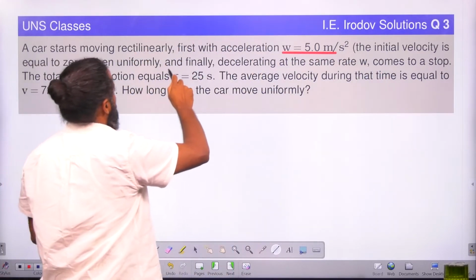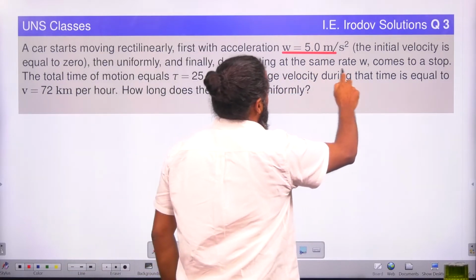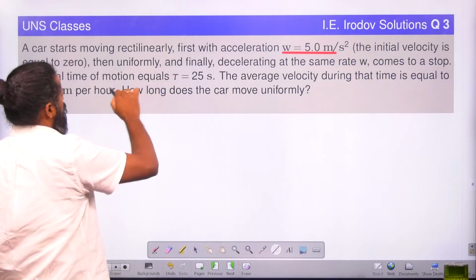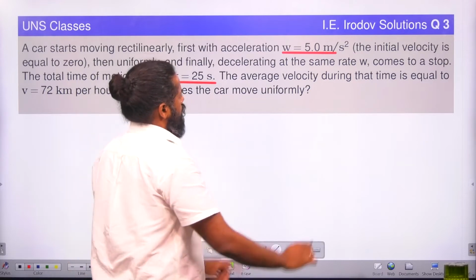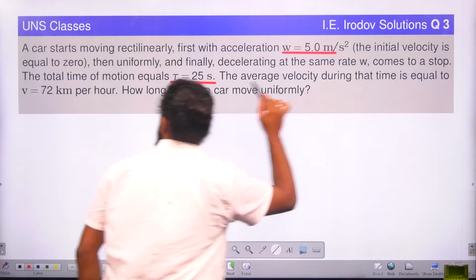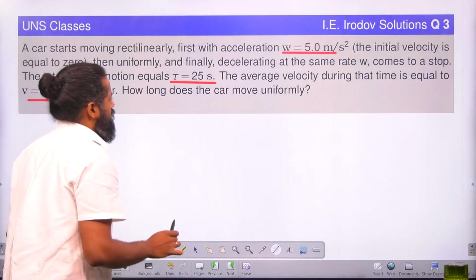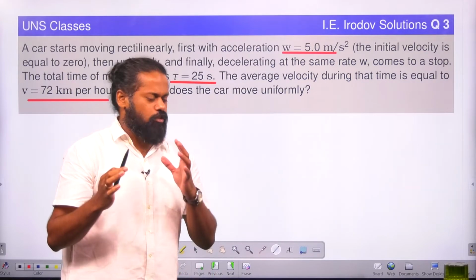Then uniformly, and finally decelerating at the same rate w, it comes to a stop. The total time of motion is tau equal to 25 seconds. The average velocity during that time is equal to 72 km per hour. How long does the car move uniformly? It is a very good question. Let us see the situation.